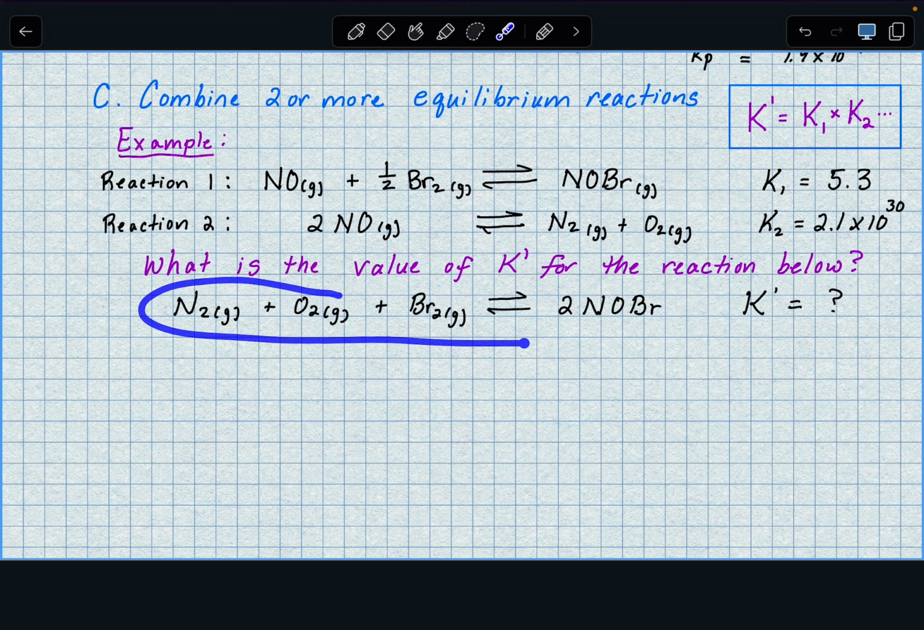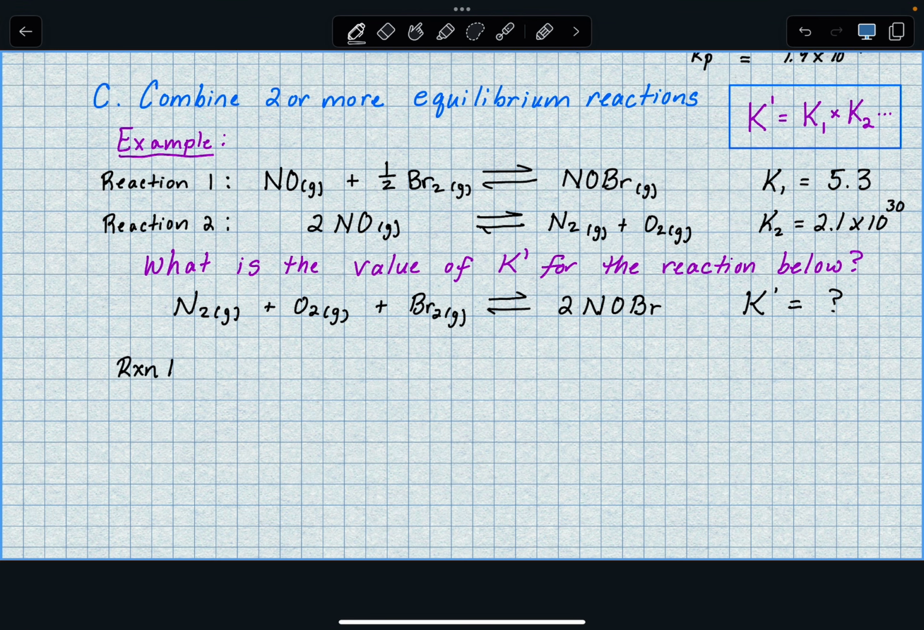So this is going to be combining two or more of these equilibrium reactions to make an overall. So this is our overall, the one we want, and then our Kp value for that, or K value. I'm just going to call it a K value this time. And then what I'm going to do is just fix the reactions, okay? So the first thing we have to do is take reaction 1. I'm just going to put RxN1 just to make this go a little faster.